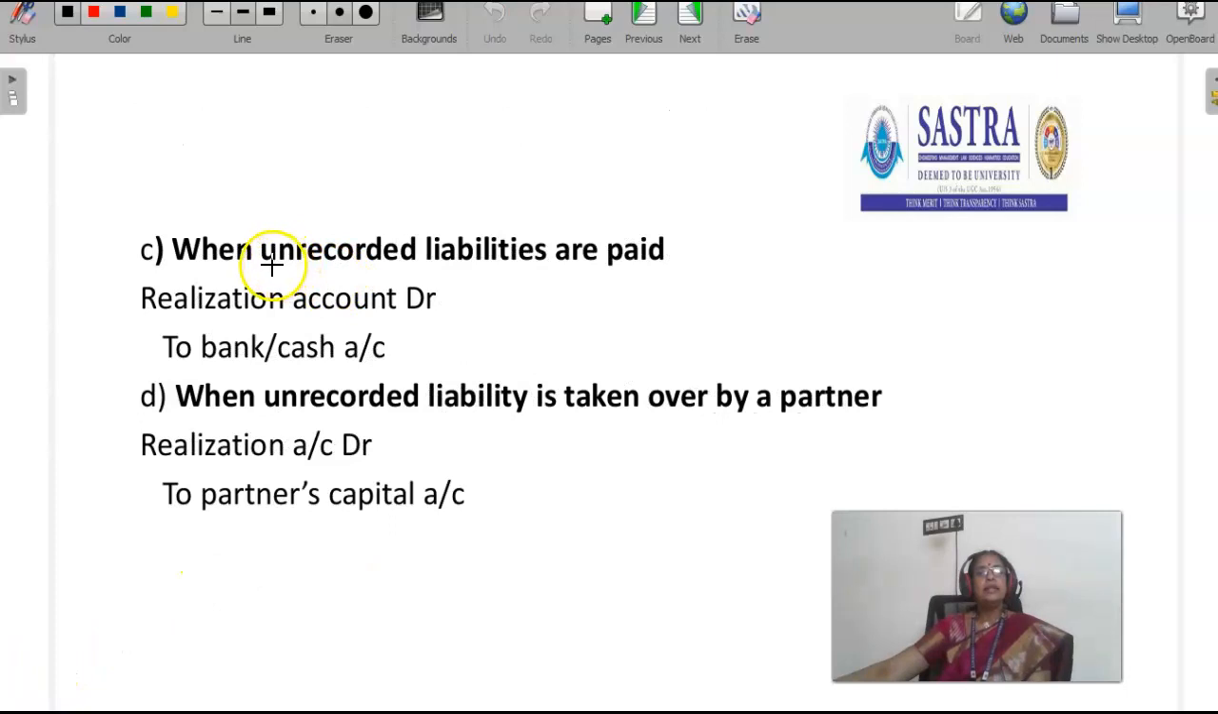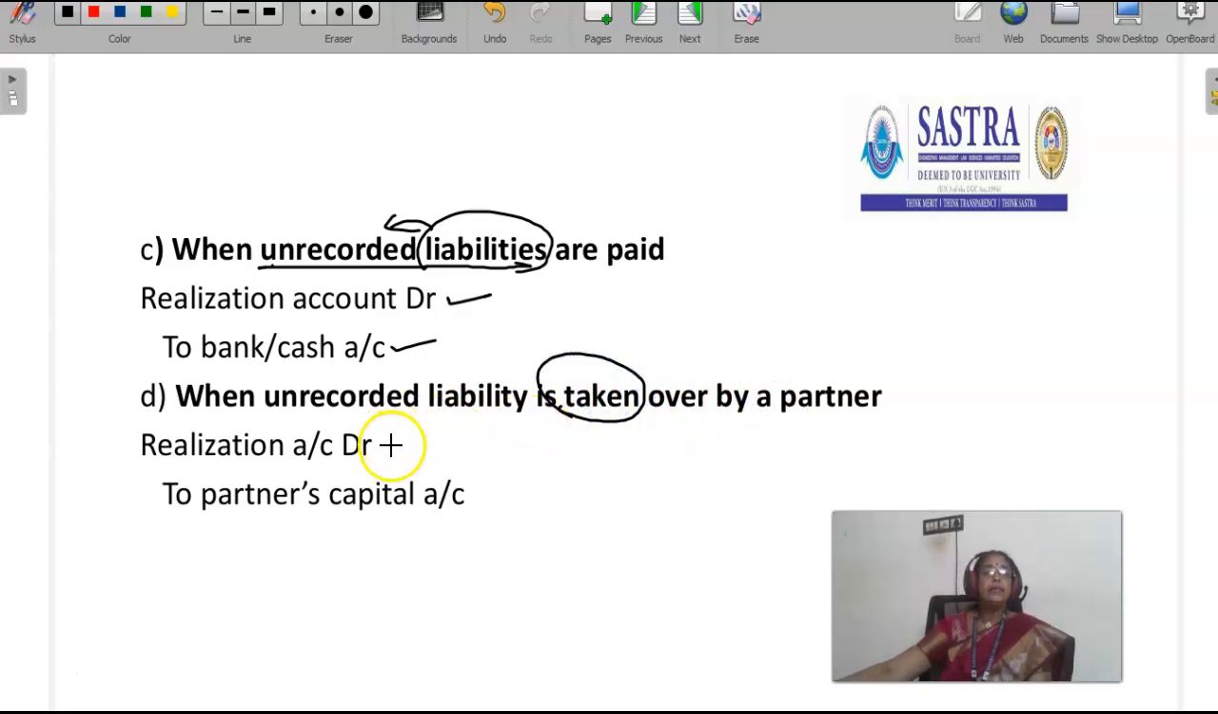Like unrecorded assets, unrecorded liabilities can also be there in the partnership. It is a liability, it has to be settled, but they failed to mention that liability in the book. If they make any settlement for that unrecorded liability, the entry would be realization account debit to bank. When the unrecorded liability is taken over by the partner, the entry would be realization account debit to partner's capital account.